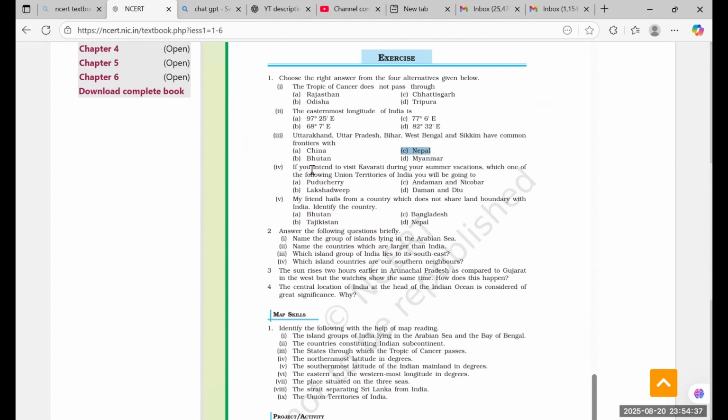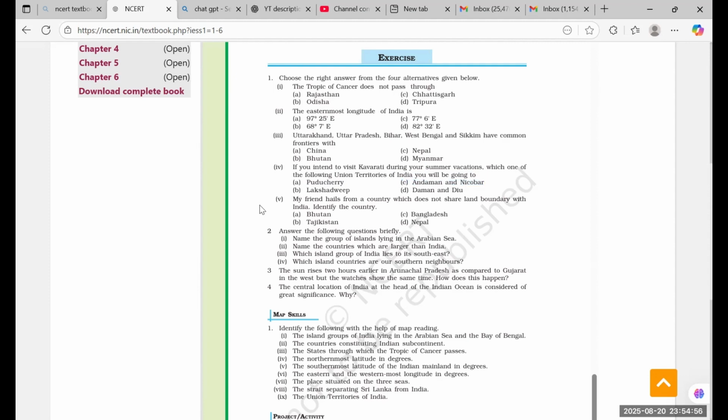Talking about the next one: if you visit Kavaratti in your summer vacation, which one of the following union territories of India will you be going to? So the answer is, check that, it is Andaman and Nicobar. Wait a minute, it is Lakshadweep.